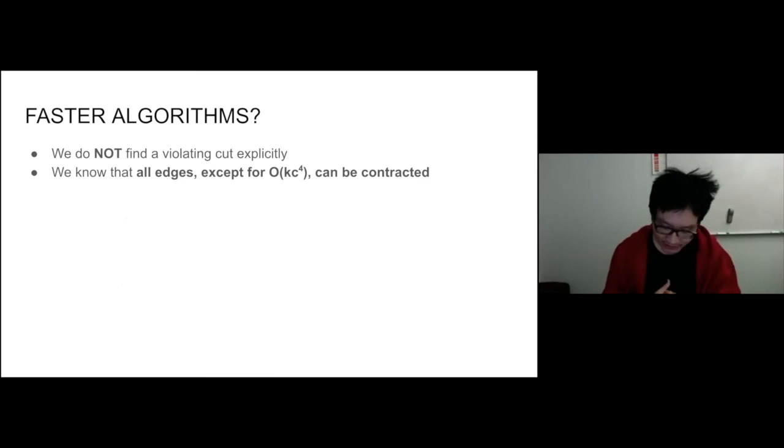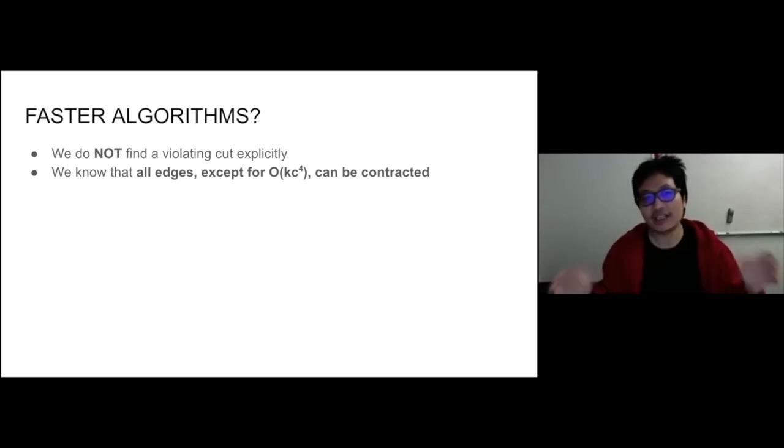So the idea for a fast algorithm is this: if we want to find a violating cut, it seems that we need to solve a very non-trivial problem. So what if we don't solve that problem explicitly, but we know from the existential result that in this graph, all the edges except for a small number of them can be contracted. So we just need to be able to detect the edges that we can contract. That sounds actually easier, but if you do it directly, it's also not so easy, like checking whether contracting each edge actually increases the value of the cut. This is not easy to do in near linear time.